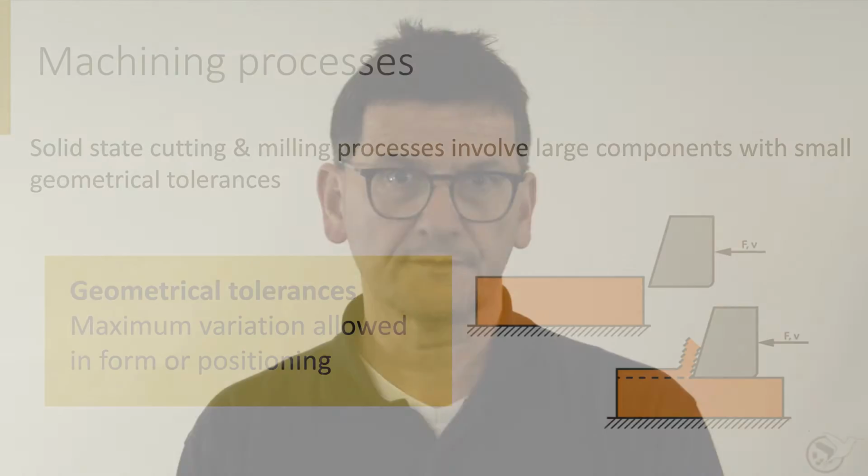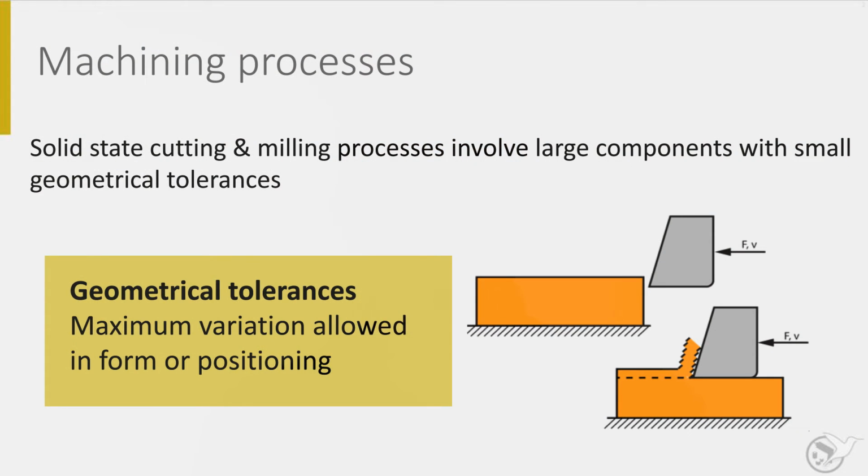The second category is machining processes. Machining processes are based on the removal of material from the solid semi-finished product. This can be done by chip removing processes illustrated on this slide, or by shearing processes that will be shown on the next slide. Usually machining processes are performed at room temperature.